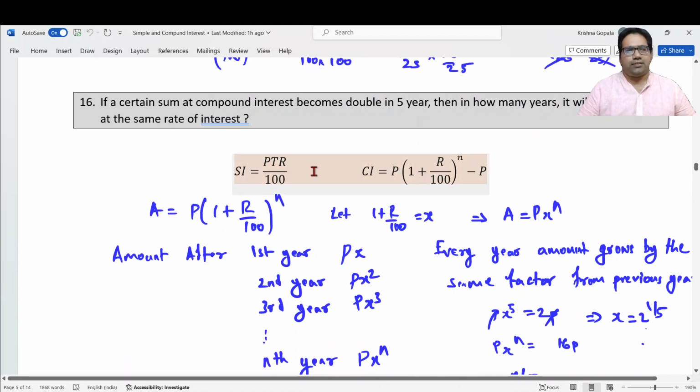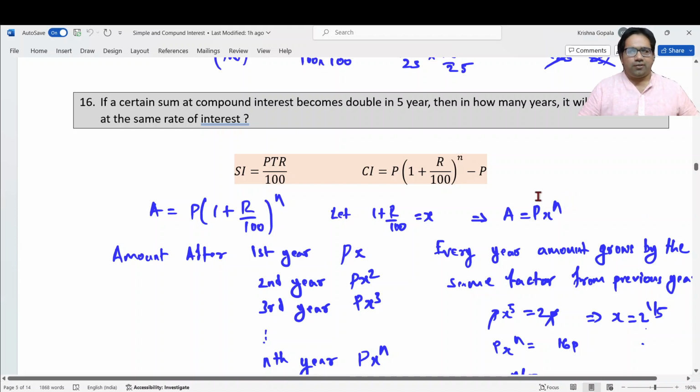Compound interest. What is the amount? Amount equals P into (1 plus R by 100) whole power n. Let's try to understand how compound interest works. 1 plus R by 100 is a constant. Let's call it x. 1 plus R by 100 equals x. That means A, the amount, is equal to P into x power n. N is the number of years.